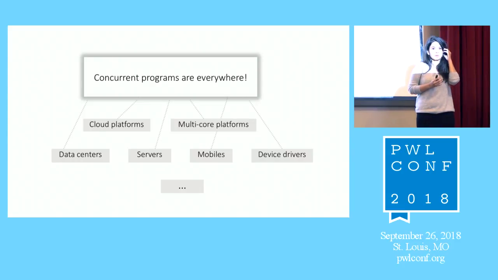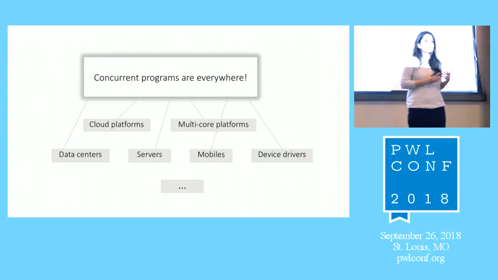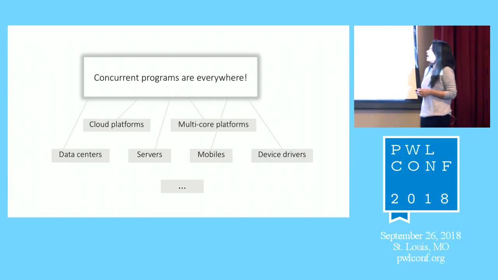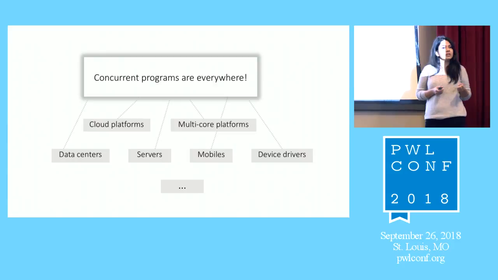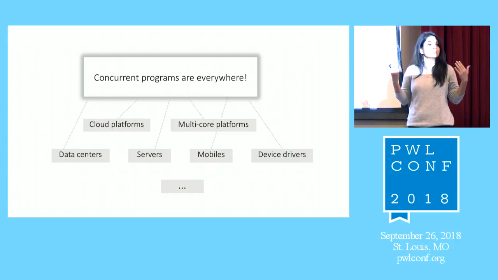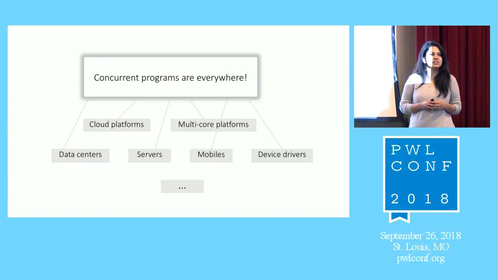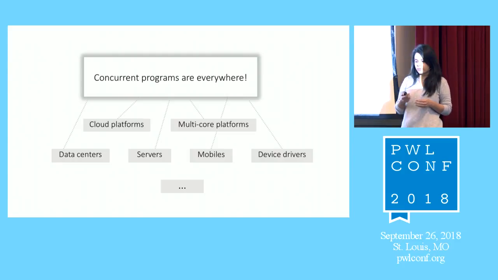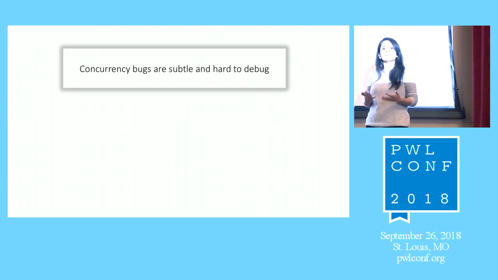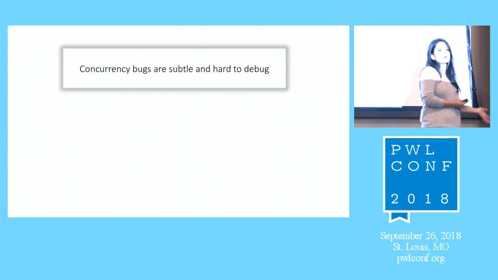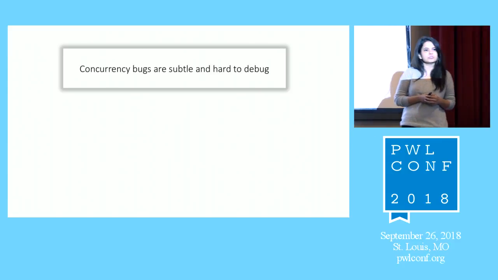Concurrent programs, as we all know, are ubiquitous. They are everywhere, from our cell phones to our cloud platforms to our device drivers and so on. Unfortunately, concurrent programs are really hard to reason about. The main reason is that there is a combinatorial explosion of interleavings that one has to think about, which is typically referred to as the dreaded interleaving explosion problem. Unsurprisingly, concurrency bugs are almost as common as concurrent programs. You write a concurrent program, you introduce a bug, and these are fairly subtle and hard to debug.